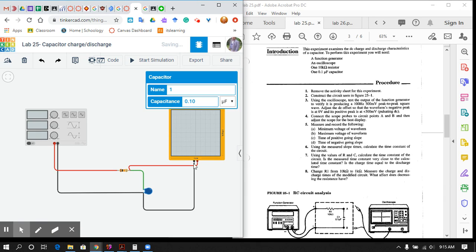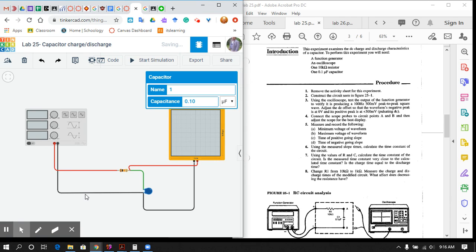Use a ceramic disc capacitor. Although you'll get a similar result with the electrolytic, they are used primarily in DC circuits. So set your capacitance to 0.1 and make sure you have this as microfarad. Hook these up in series.